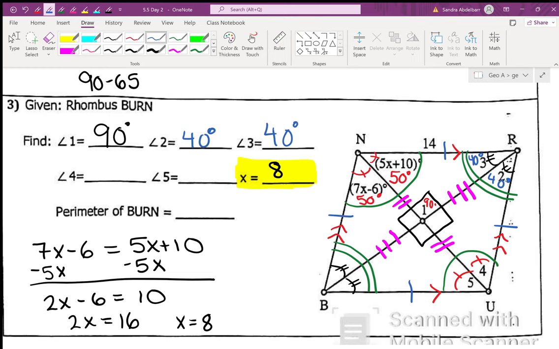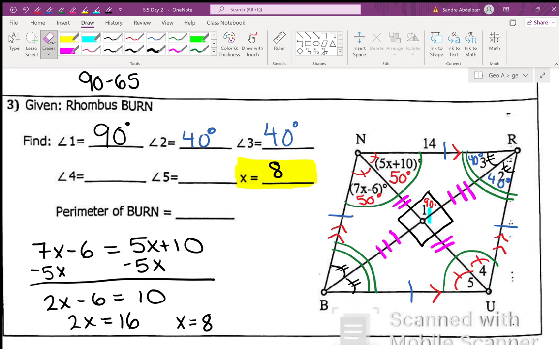All right, a couple of different ways we could find angle 4. First way you can find angle 4, do you all see this blue triangle? Yes, do you guys see that? In that blue triangle, you have a 90 and a 40, which tells us that last angle has to be 50. What's another way we could have found angle 4?